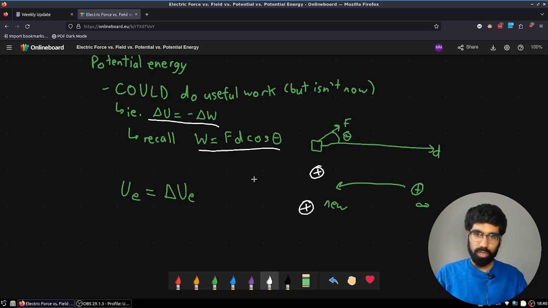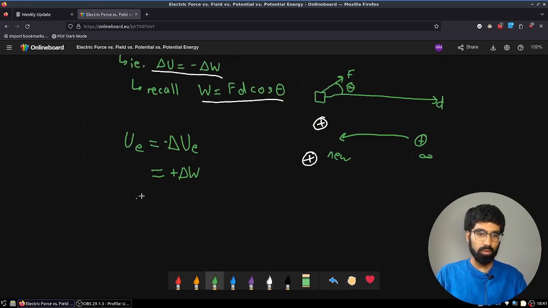So with all that out of the way, we're going to write delta U_E instead of just U_E. Now, delta U_E, we know that potential energy must be opposite to the change in work, so we can write this as the negative of work done. Conversely, you could put a negative sign here and make this a positive. It doesn't matter, we're just saying one of these is the negative of the other.